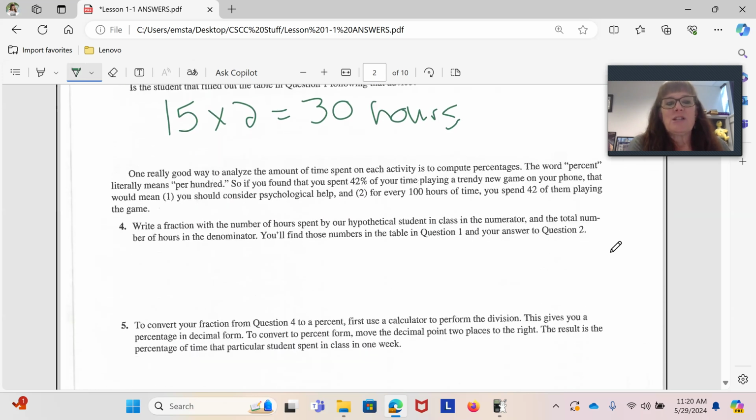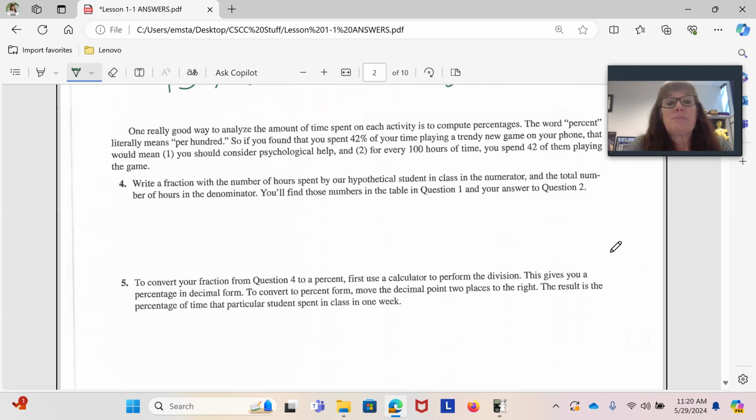Towards the bottom of this page, they get into an explanation of what it means to be a percent or a percentage. The word percent literally means per 100. Think about the word cent. Cent means pennies, and there are 100 pennies in $1.